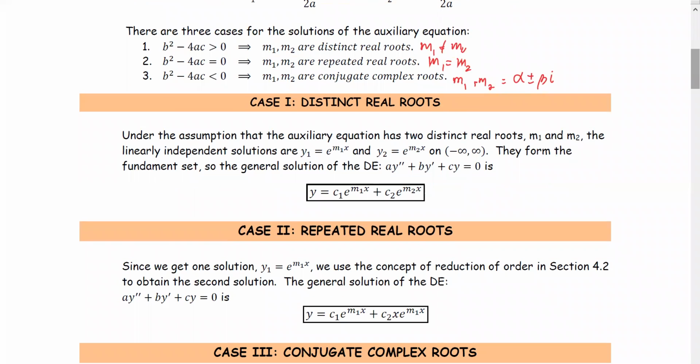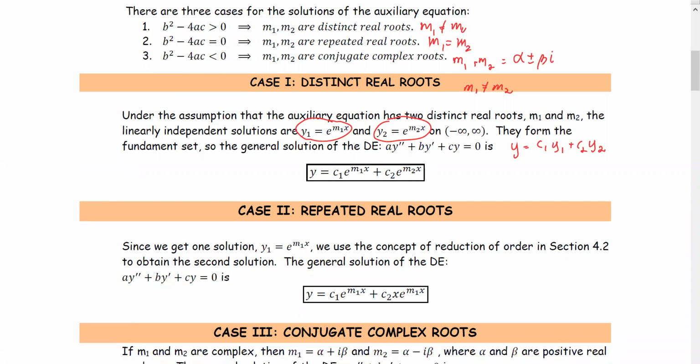For the first case, distinct real roots, or m1 not equal to m2. For the first solution, using m1, y1 equals e to the power m1x, and the second solution is e to the m2x. Put together as a fundamental set of solutions, or the superposition principle for the homogeneous equation. So y equals c1 y1 plus c2 y2 as the solution in the form of the linear combination of y1 and y2. We get the solution for this case as c1 times e to the power m1x plus c2 times e to the power m2x.